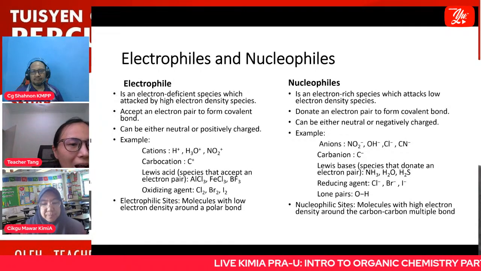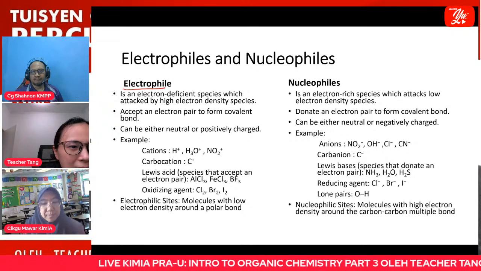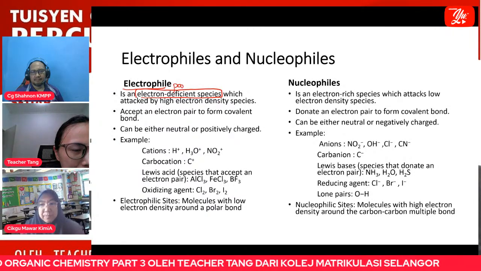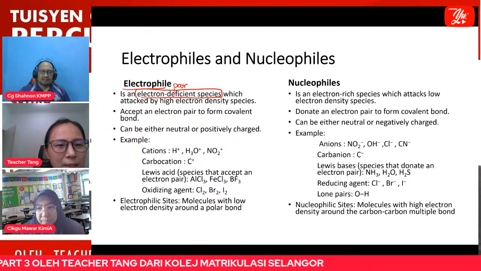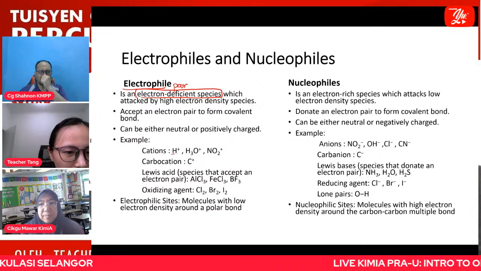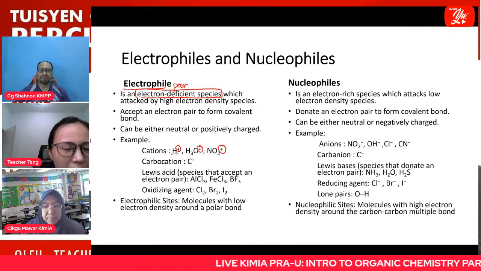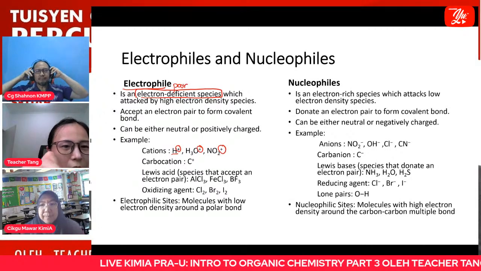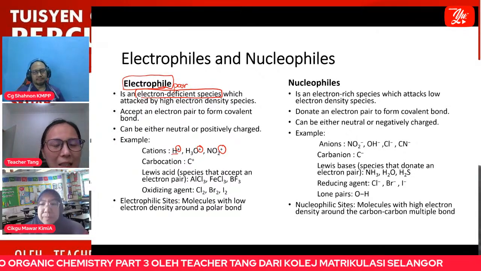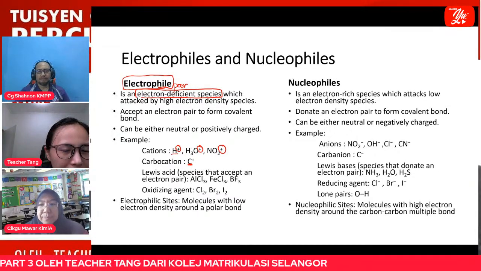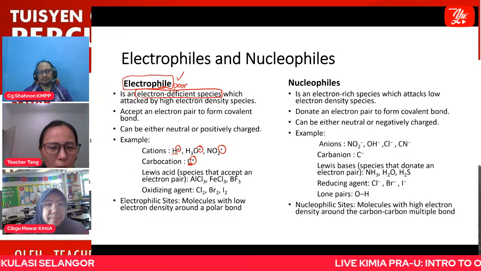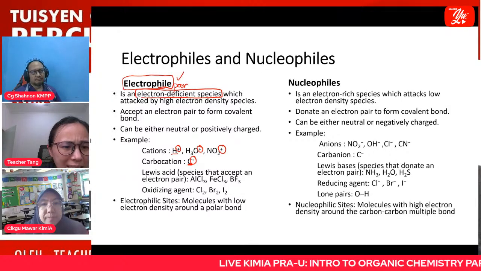So what is an electrophile? An electrophile is an electron deficient species, which means an electron poor species. So for example, those with positive charge are electron deficient or electron poor species. Therefore, they are electrophiles, like carbocation, which is electron poor because it has the positive charge. So it is an electrophile.